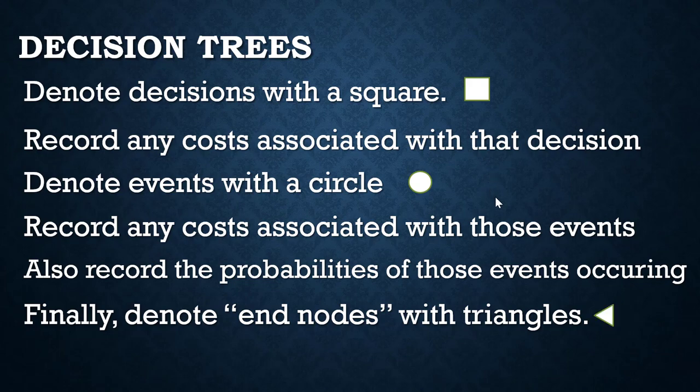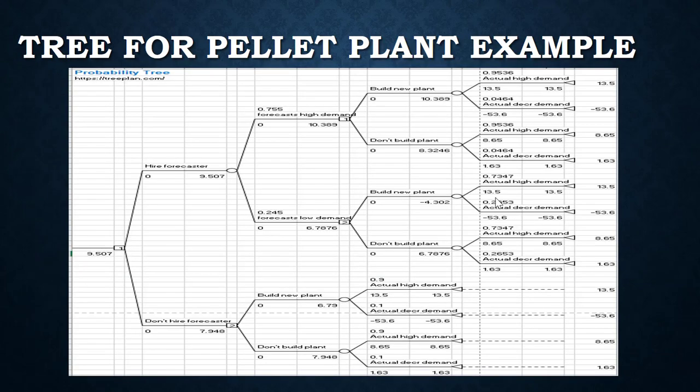Now for our example, here is what our tree can end up looking like. It's pretty epic. So let's talk through it a little bit and then we're going to set it up. So first of all, we have to decide whether or not to hire the forecaster. If we do hire the forecaster, it's either going to forecast high demand or low demand. Then, if the forecaster forecasts high demand, either we can build a new plant or not build it. Okay, if we do build the new plant, either there's actual high demand or a decrease in demand or low demand. If we don't build it, same idea. And so on and so forth.